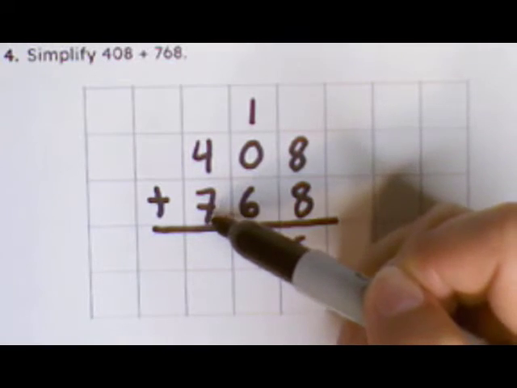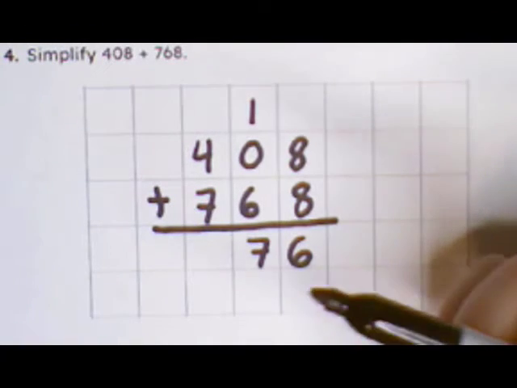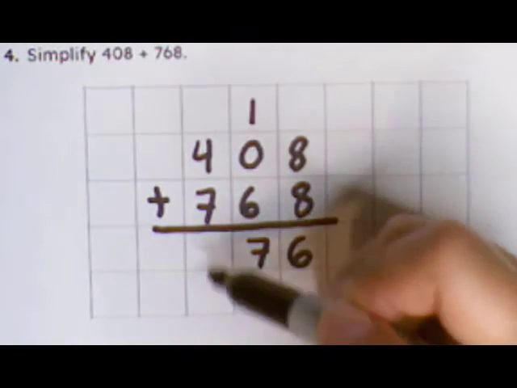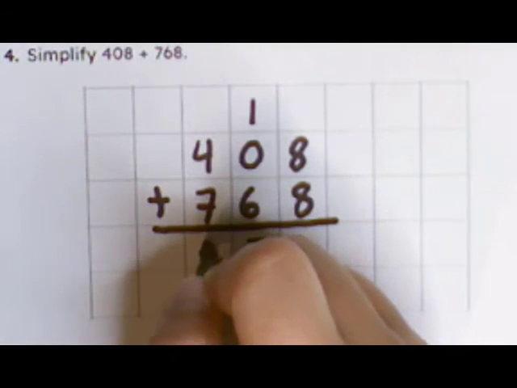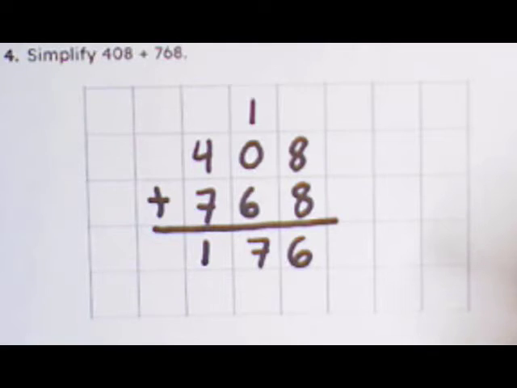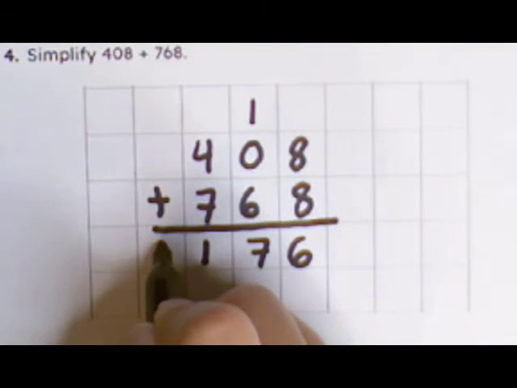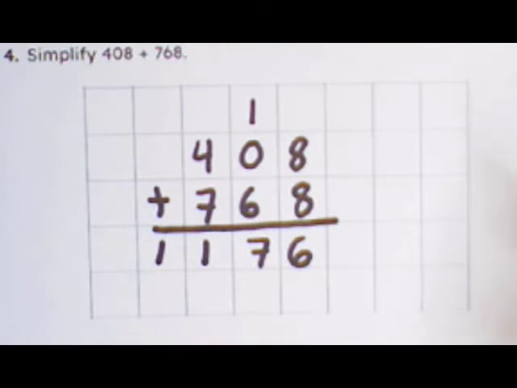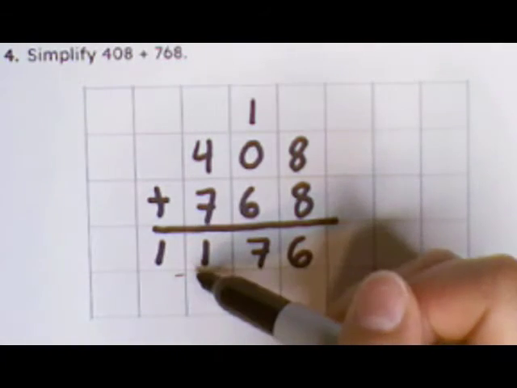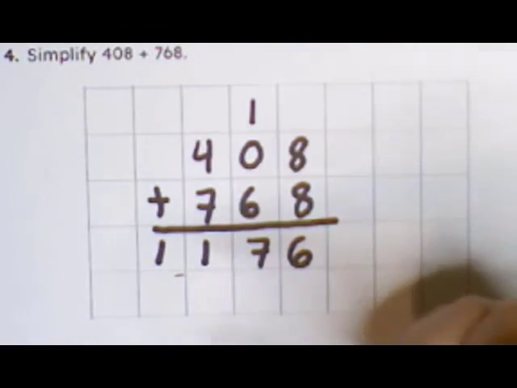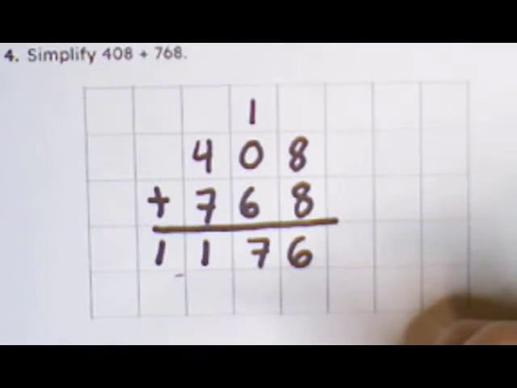4 hundreds and 7 hundreds is the same as 11 hundreds. But I can't fit 11 in this space. So what I do is I write the 1 from the 11 there, and then 10 hundreds is the same as 1,000, which is interesting when you think about it. It makes sense. 11 hundreds is the same as 1,100. So your final answer is 1,176.